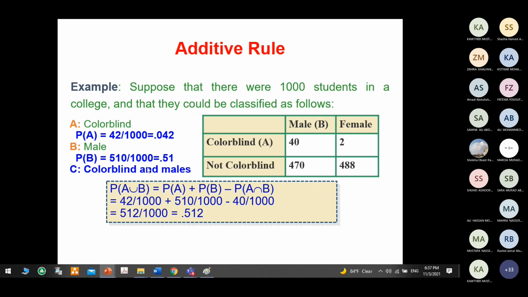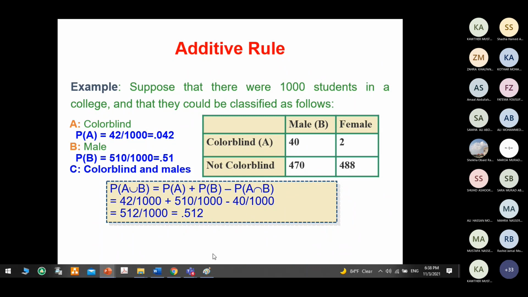P of A, I got it here, 0.042. P of B, I got it 0.51 minus the intersection. What is the intersection between male and colorblind? The 40, right? These 40 students, they are male and at the same time they are colorblind. Okay, so we need to subtract them.